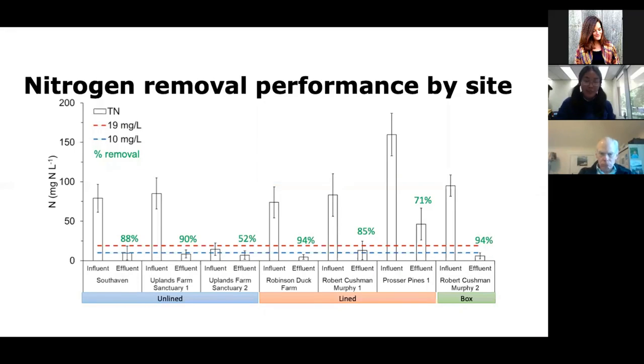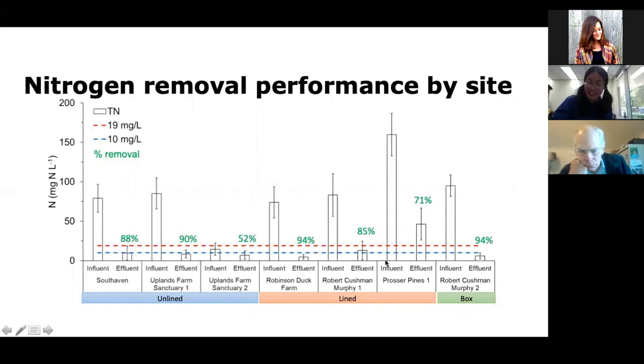This chart shows summaries of performance of all of our NRBs over the entire monitoring period. So anywhere from a couple of months to 2 years. For each system, we have the influent on the left and the effluent on the right. And a couple of things might catch your eye about this slide. For one, the influent qualities can vary quite a bit from house to house. For example, Uplands Farm 2 has not had residents for about a year, so the quality of the septic tank effluent is a little bit different.